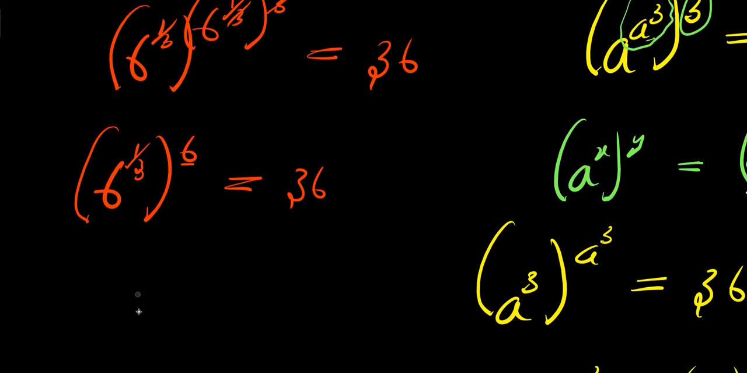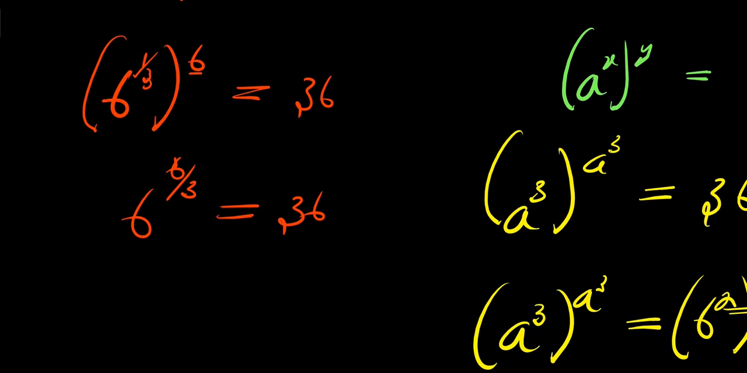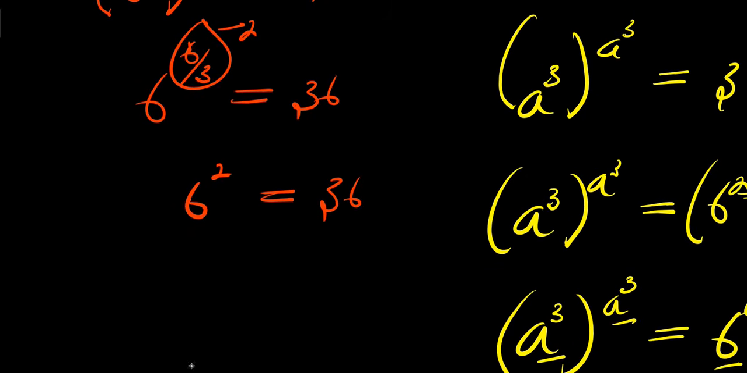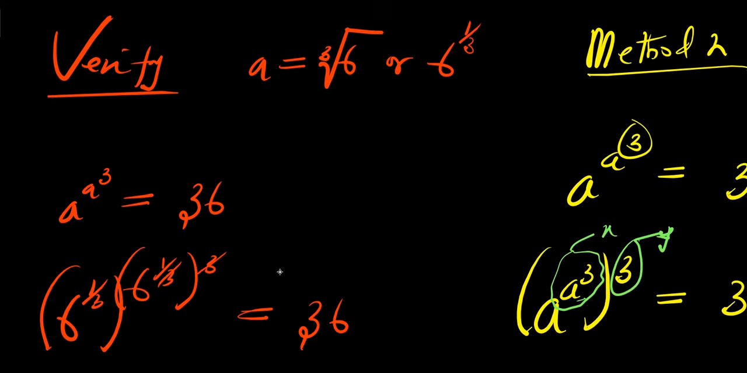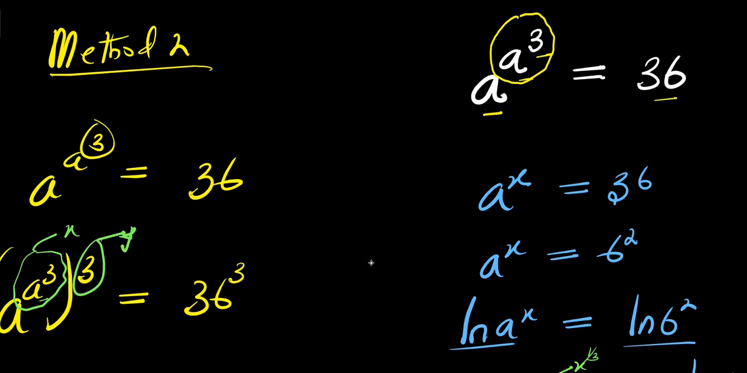6 times 1, that is 6. So we have 6^(6/3) equals 36. And 6 over 3 is 2. So we have 6^2 equals 36. And 6^2 is 36. So we have 36 equals 36. Both sides are the same, guys. So this is how we solve this exponential problem and find the value of a.